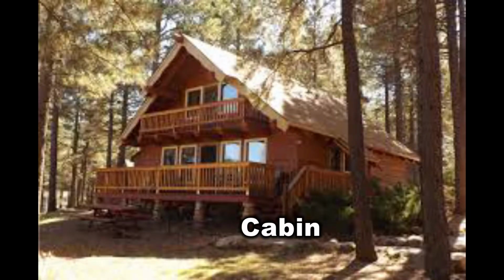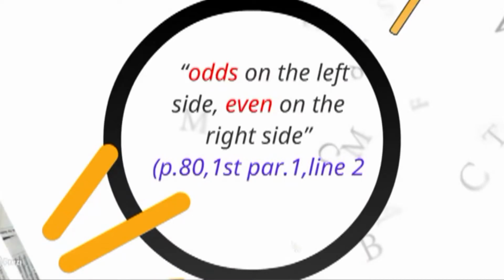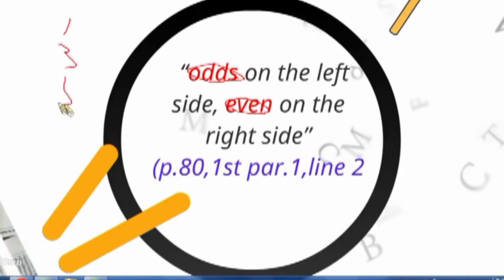So now you can turn to page 80. In the first paragraph, line 2, it says, "odds on the left side, even on the right side." Please highlight or underline this sentence. Odds means numbers like 1, 3, 5, 7. And even means 2, 4, 6, 8.